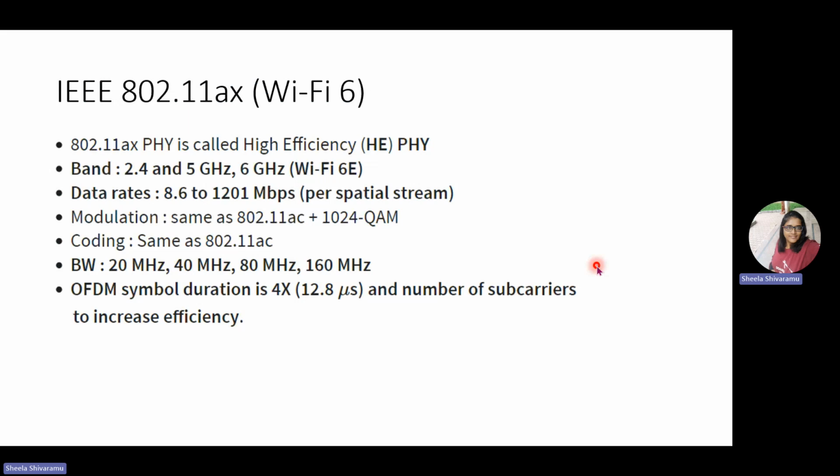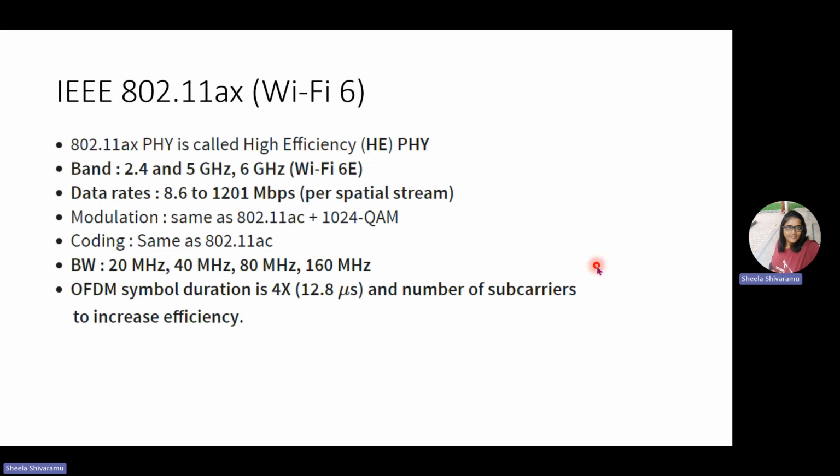The data rate support is 8.6 to 1201 Mbps per spatial stream. The modulation is the same as 802.11ac, but 11ax in addition supports 1024 QAM. The coding is the same as 11ac. It supports both BCC and LDPC. The bandwidth is 20 megahertz, 40 megahertz, 80 megahertz, and 160 megahertz, similar to 11ac.